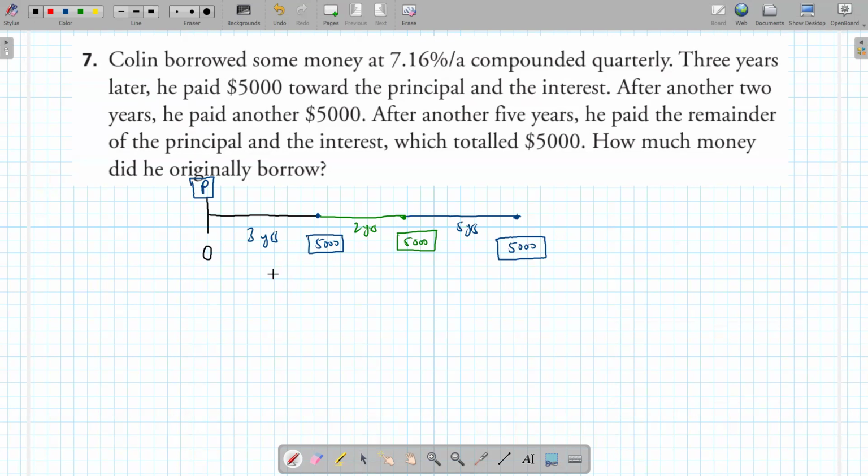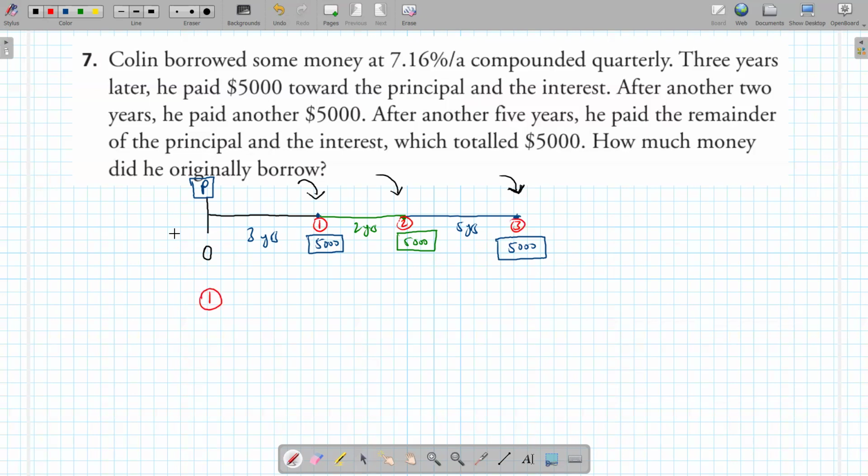So let's do this. The initial amount is P. What we need to do is find the amount here, the amount here, and the amount here in terms of P. Once we have that, we're going to subtract 5,000. And eventually, once we subtract this 5,000, we will get the original amount. So let's see how that works. I'm going to call this 1, 2, 3.